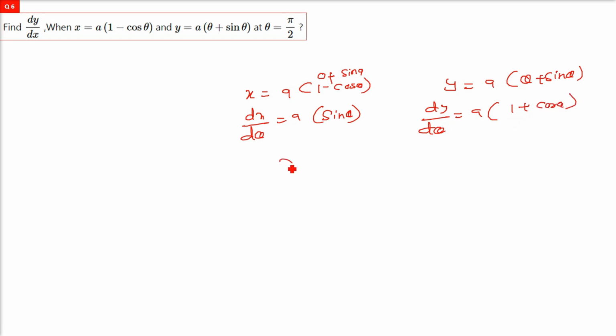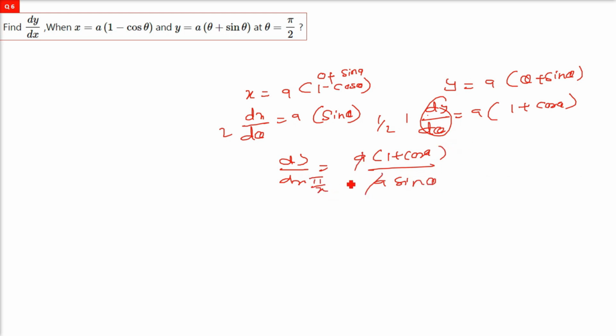So dy by dx you have to find out. So 1 divided by 2, so a(1 plus cos theta) divided by a sin theta. Now you can use the formula of 1 plus cos theta and sin theta, that is, sin theta you can write as 2 sin theta by 2 cos theta by 2. All this you can do. But the better way is to just put the value of theta equals pi by 2 in (1 plus cos pi by 2) divided by sin pi by 2. That's what you can do.